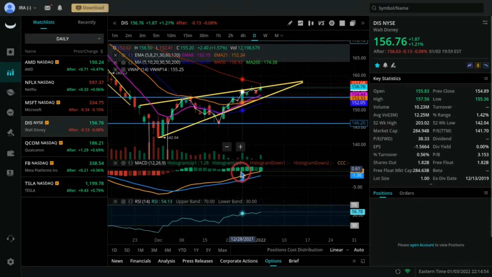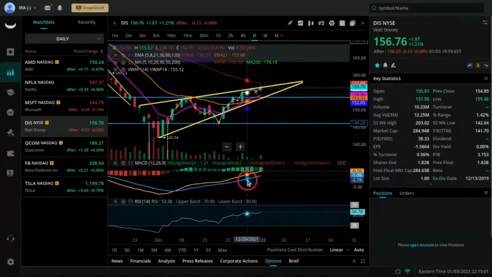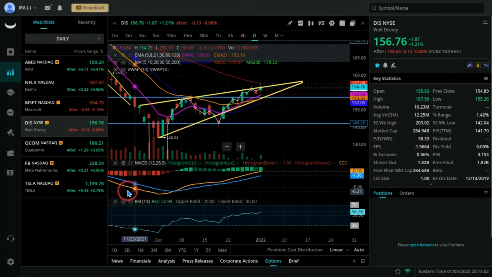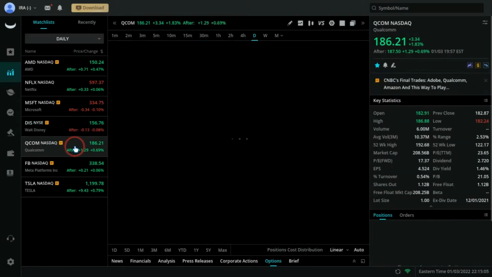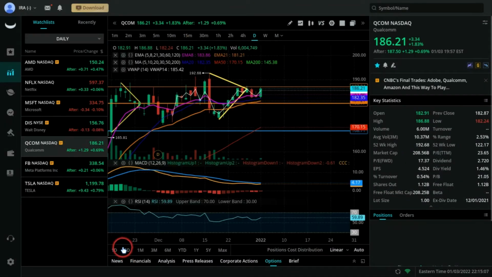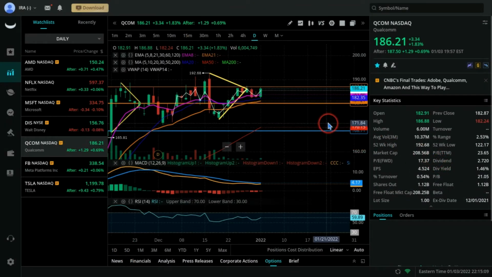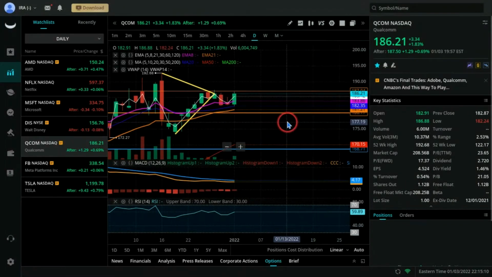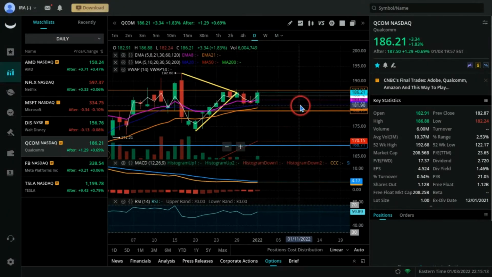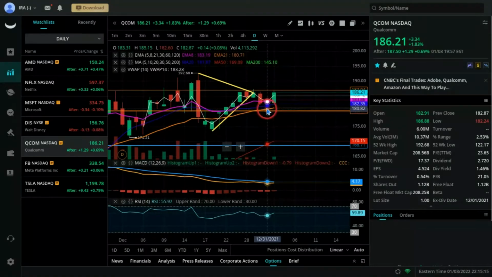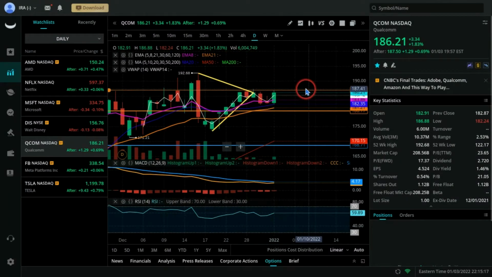Also here on Disney we have a bullish center line crossover about to happen. Now QCOM. There's really no pattern for QCOM, so I'm playing it off this break of the resistance.